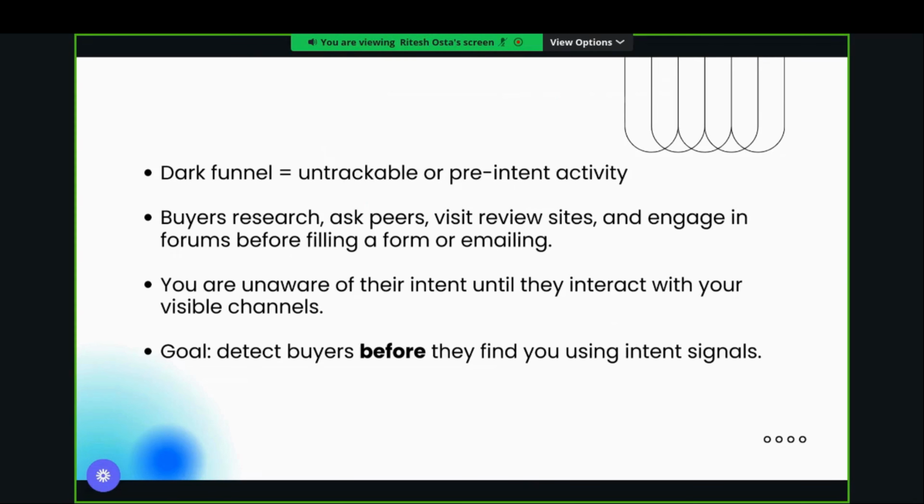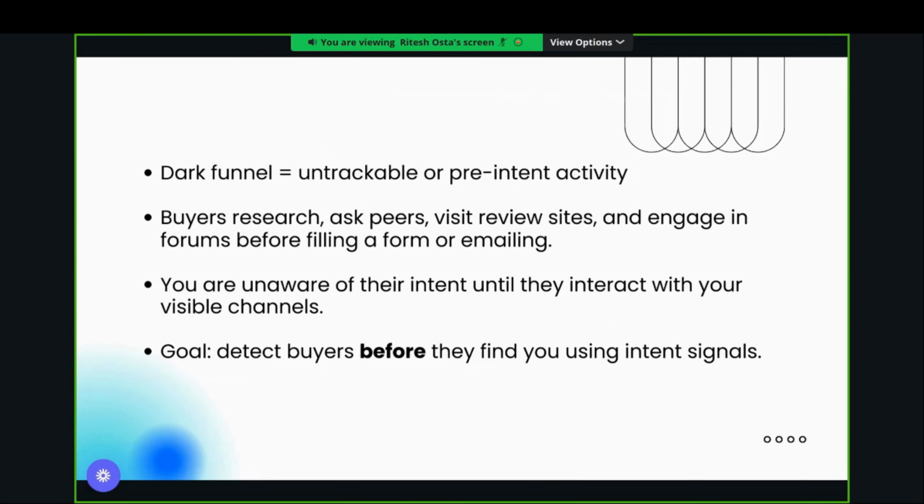Dark funnel is everything that happens outside of the funnel. We talked about the fact that if 100 people visit your website, possibly 2 of them will actually become a customer, and then there will be a journey. But the journey starts with your own social media channels, your own website, your own assets in many ways.